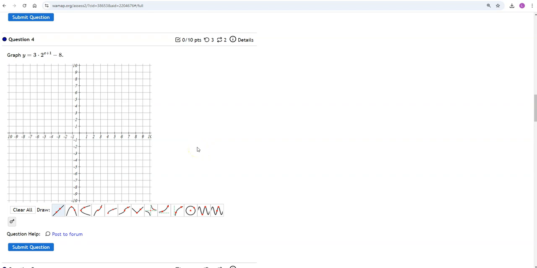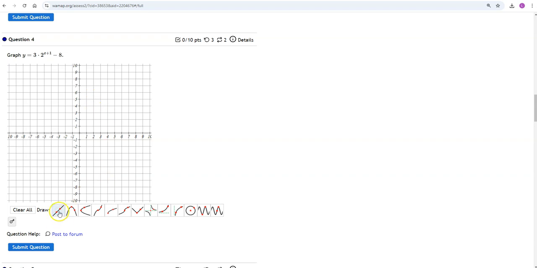Hey everyone, I just wanted to do a quick video on graphing in WAMAP, some of the graphing questions where you actually have to put a graph onto a grid. Sometimes some of them only have a couple options down here. Sometimes they'll have a lot of options. So I'll talk about those first, and then I'll go ahead and work on this problem right here.